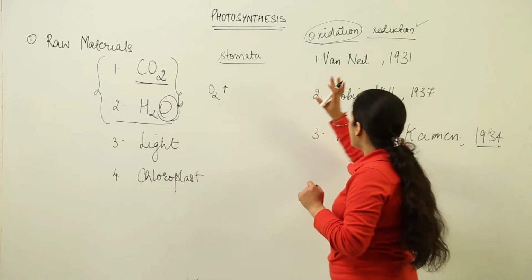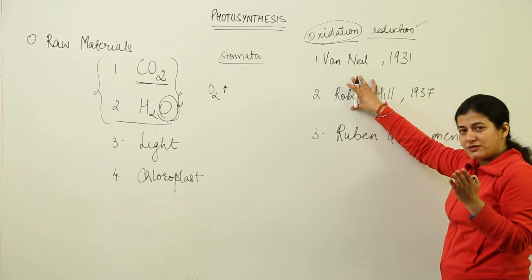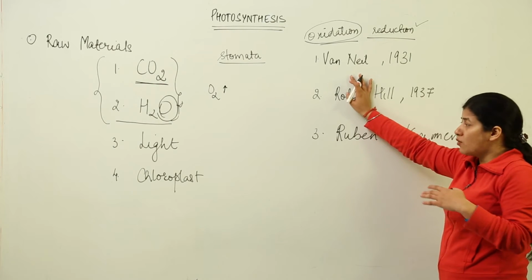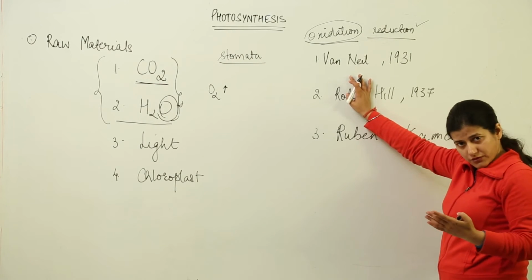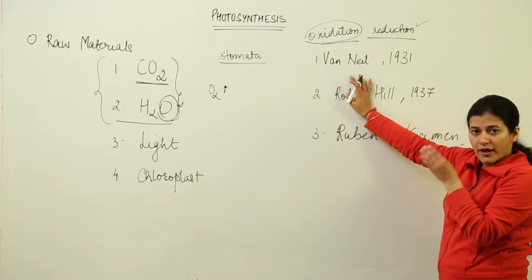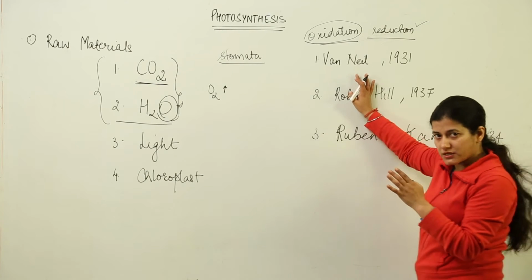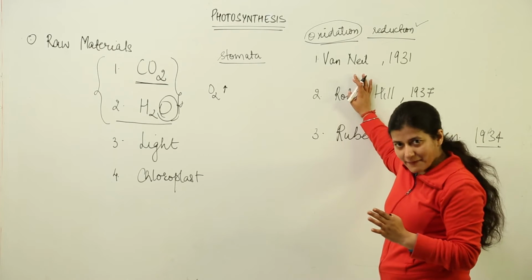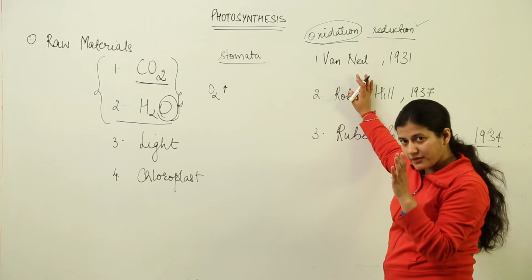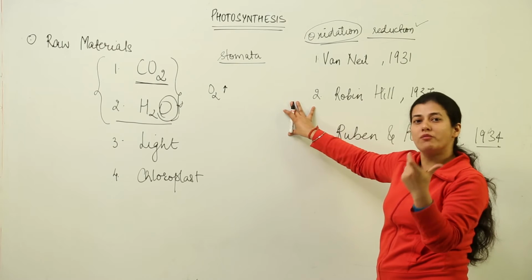Alright, now what Van Niel had observed, that there was certain bacteria which were not requiring water. Okay, there were certain photosynthetic bacteria, they were not requiring water. So when they are not requiring water, they are not going to evolve oxygen as well. So that is what he observed, that those photosynthetic bacteria were dependent upon some sulfur source. Alright, please pay attention that there were some photosynthetic bacteria. That means they are performing photosynthesis.